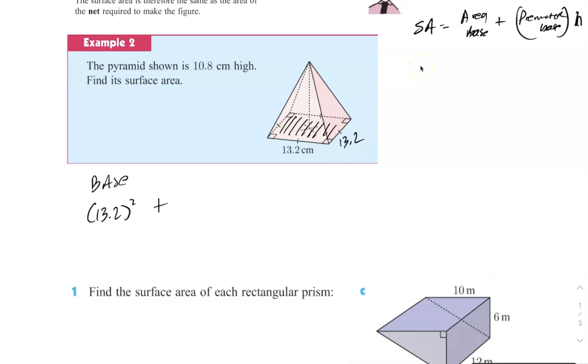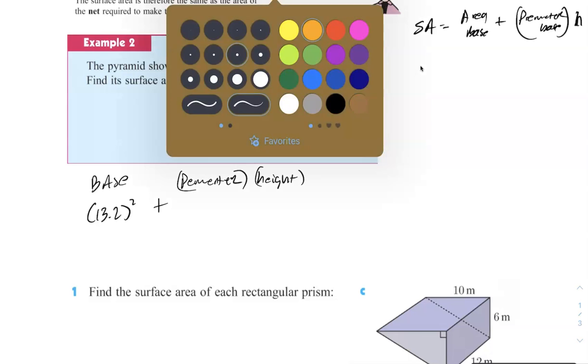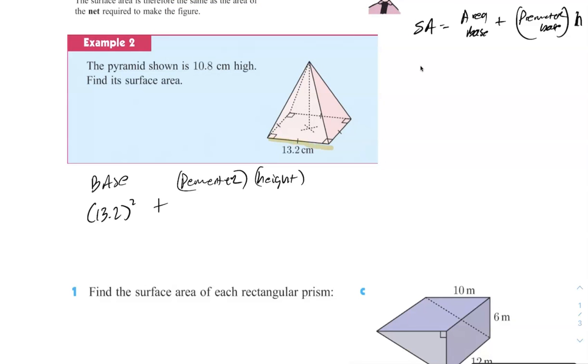Now, the next thing we need to do is add the perimeter of the base, and I'm going to times that by the height. We'll talk about what the height is in a second. First, the perimeter of the base. When I say that, I mean this. We're going to find the perimeter of this base here, and then times it by the height.